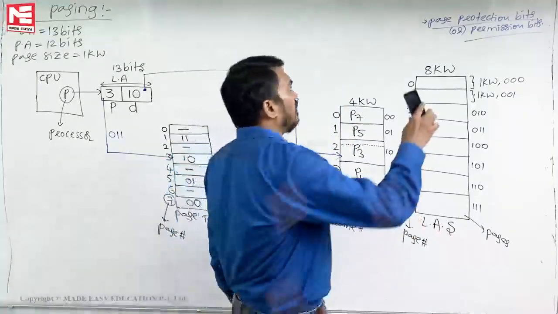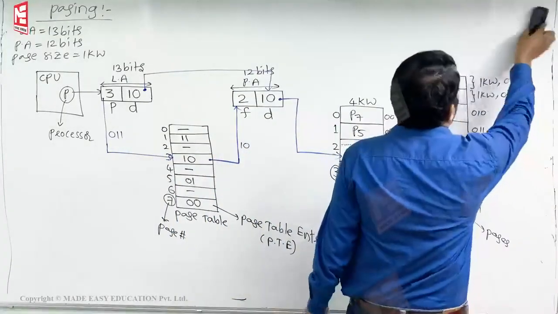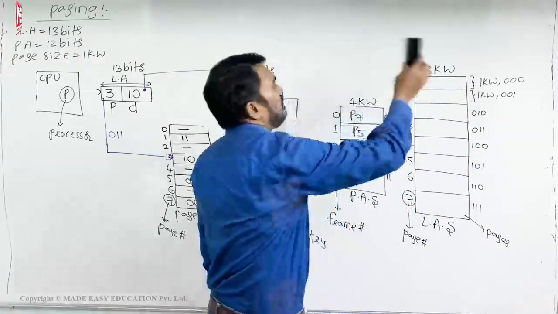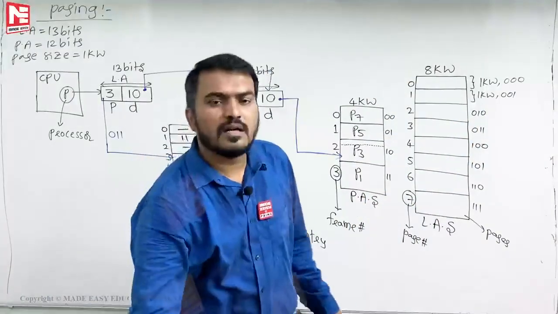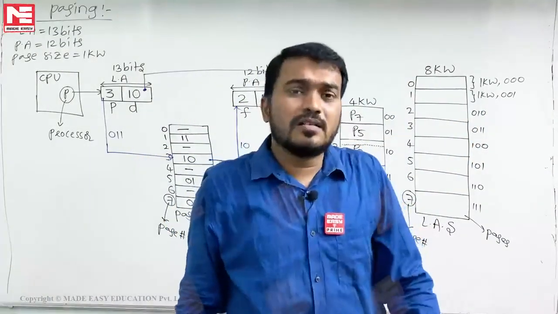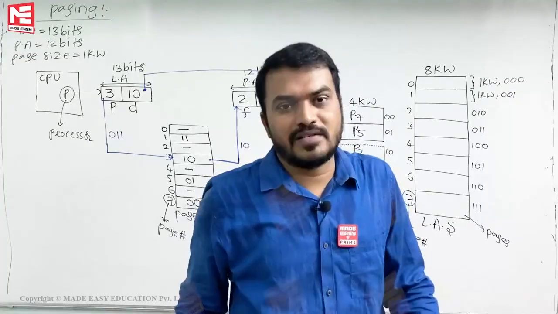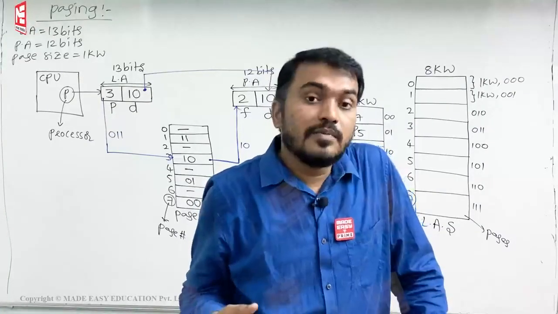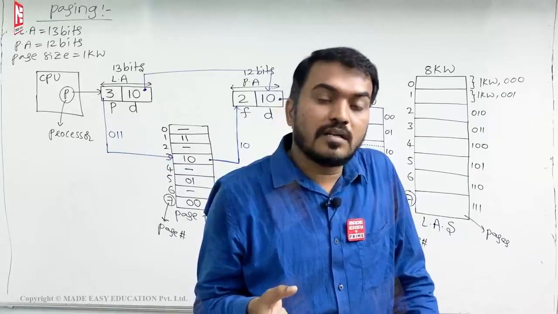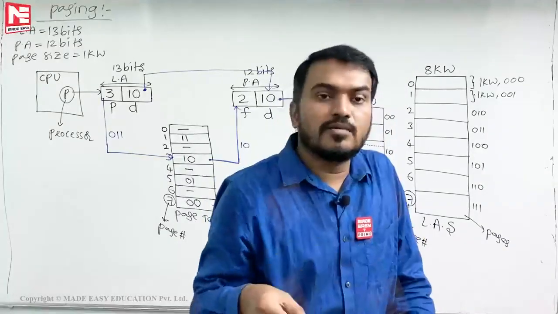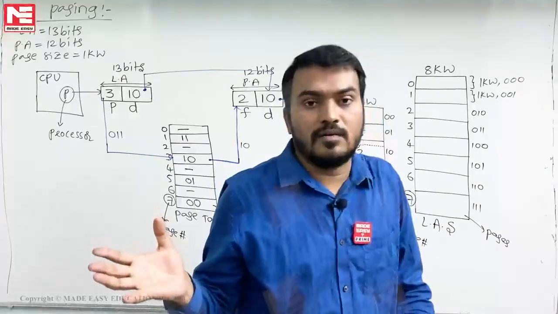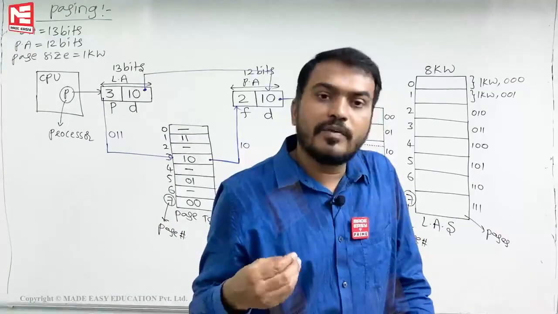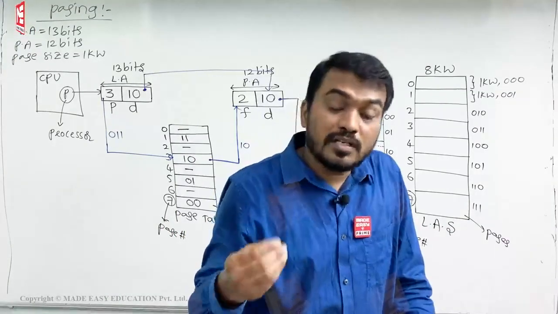Understand here. Page protection bits are also called permission bits. These bits are used for the protection and security from unauthorized access. Unauthorized access means some illegal user is trying to access your page, so that is not allowed. Is that clear? So the main purpose is protection and security.